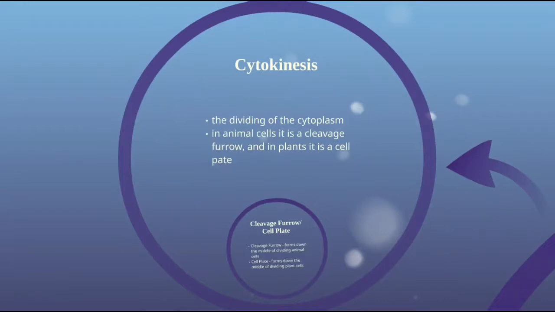To start off, we have cytokinesis, which is the dividing of the cytoplasm. It is different in plant and animal cells. In an animal cell, it is called a cleavage furrow. In a plant cell, it is called a cell plate.